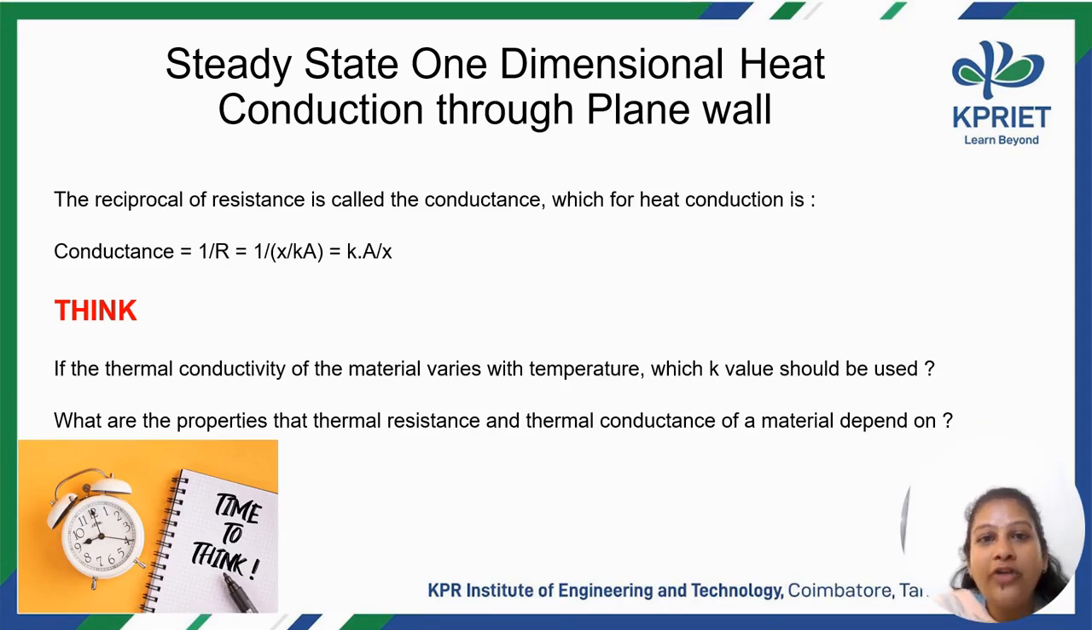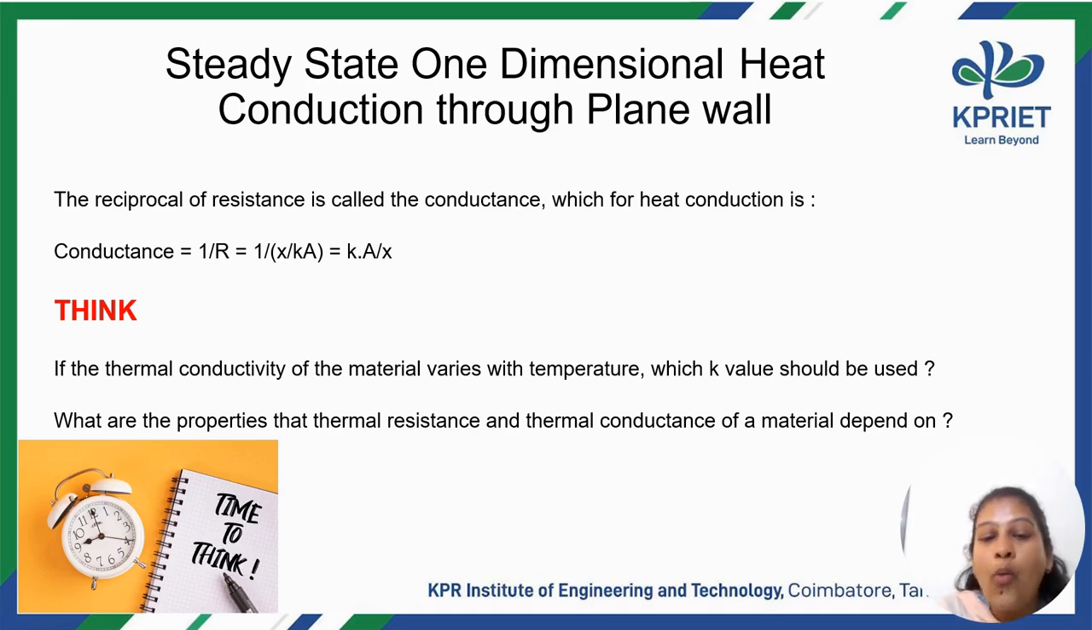The reciprocal of resistance is given by conductance. So C is equal to 1 by R. R is x by KA, so C is KA by x. So let us look into the think section. The first question is, if the thermal conductivity of the material varies with temperature, which K value should be used? In this case, we can go either with the average K value or the average temperature.